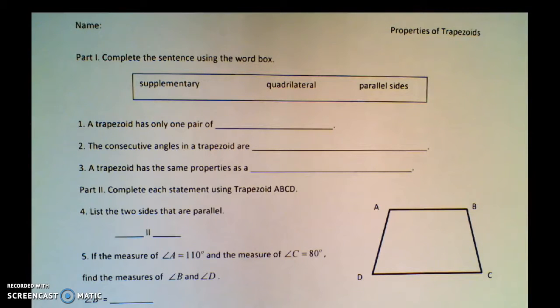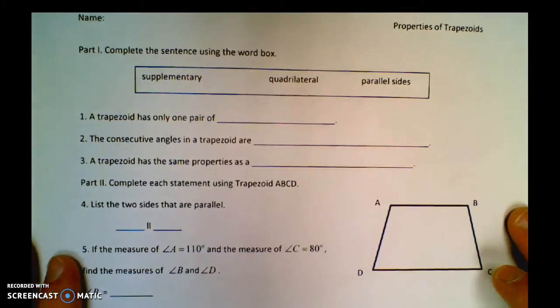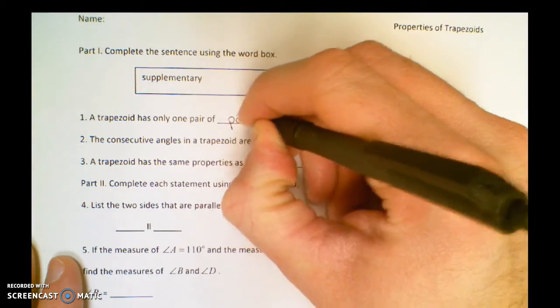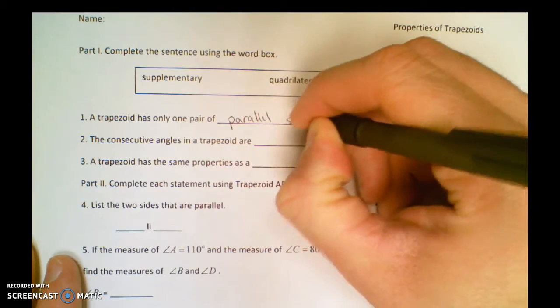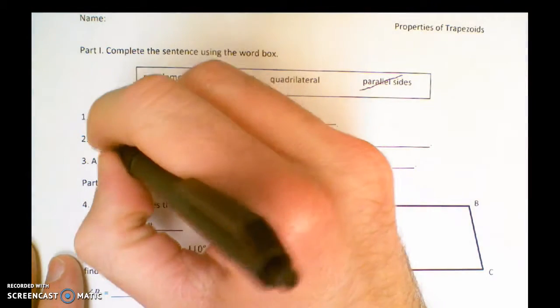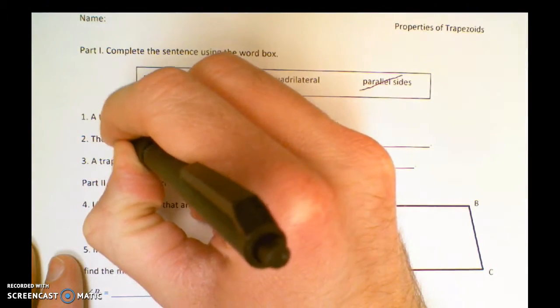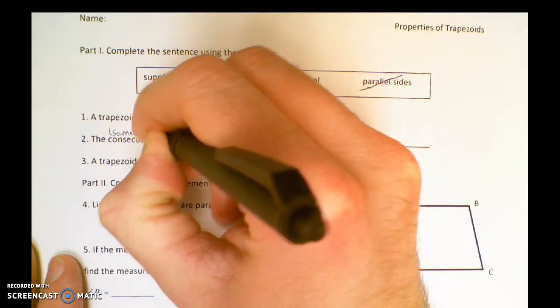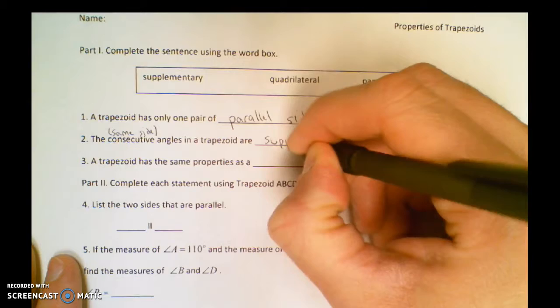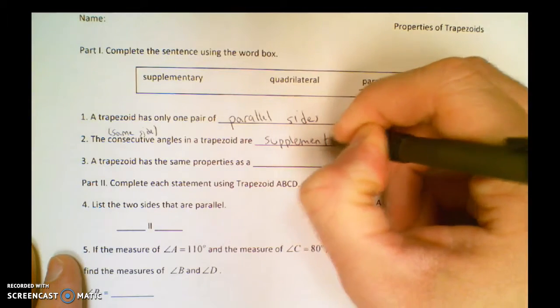The last quadrilateral that we're going to look at is trapezoids. Trapezoids have some special properties that the other quadrilaterals do not have. So trapezoid, remember by definition, a trapezoid only has one pair of parallel sides. The consecutive angles, or the same side, remember consecutive means same side, angles in a trapezoid are supplementary. Remember, supplementary means they add up to equal 180 degrees.